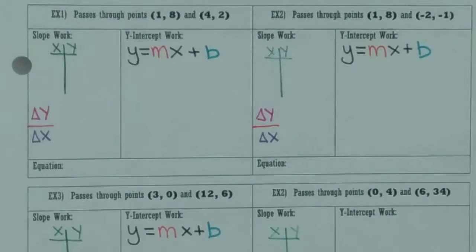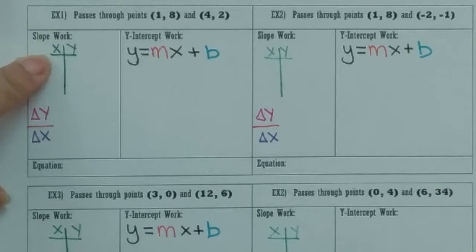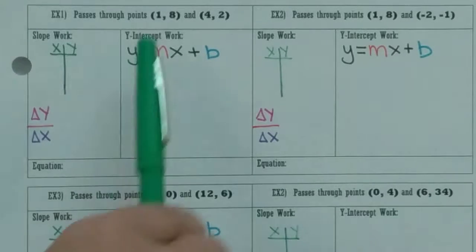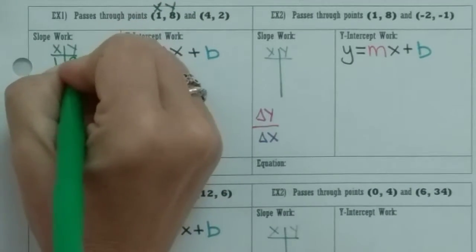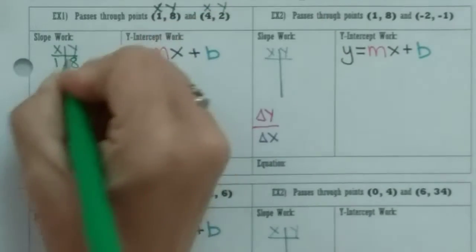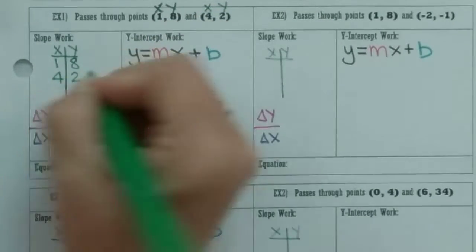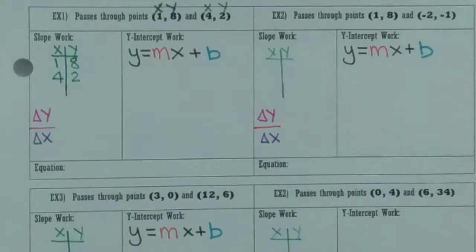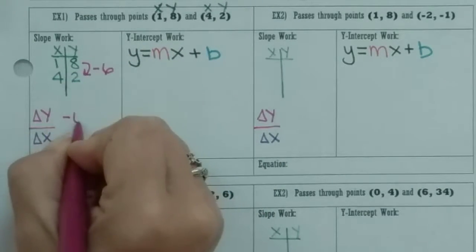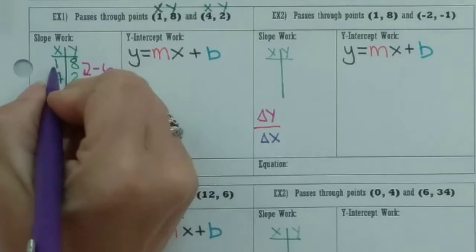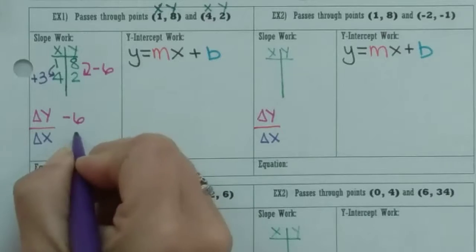Example number 1 is passing through the points 1, 8 and 4, 2. So we're going to start by finding our slope using a table. So make your XY grid. And then we're going to put in the points 1, 8. Again, x, y. So x is 1, y is 8. X, y, x is 4, y is 2. And we're going to find our delta y and put it over our delta x. So we can see the change in y from 8 to 2 is minus 6. And we can see the change in x from 1 to 4 is a plus 3.